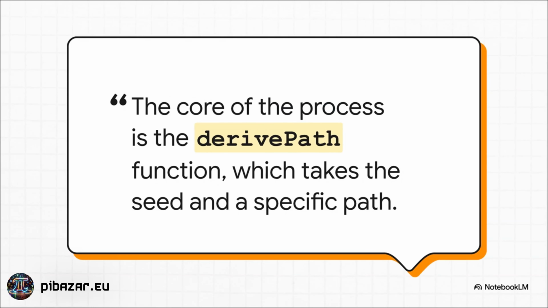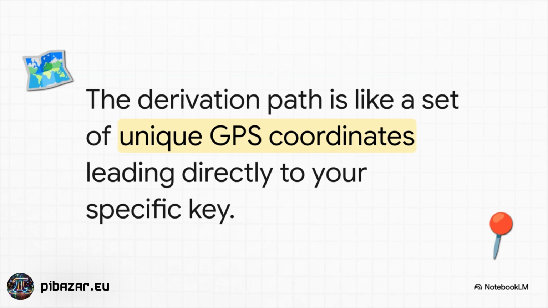And this is the magic spell, the secret formula right here. This little line of code, derivePath, is the heart of the whole operation. It takes your unique seed and this very specific path to create your unique secret key. Now, I know it looks a little intimidating, but let's break it down with a really great analogy. Don't think of it as code. Instead, just imagine it's a set of GPS coordinates. Seriously, every single part of that path is guiding the system through this huge digital landscape, straight to the exact spot where your specific key is meant to be created.